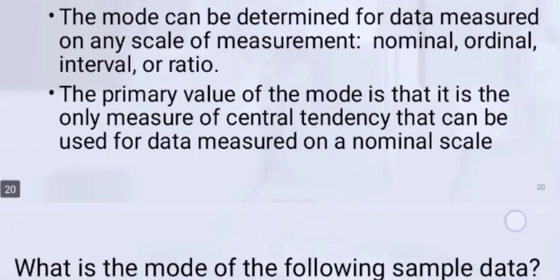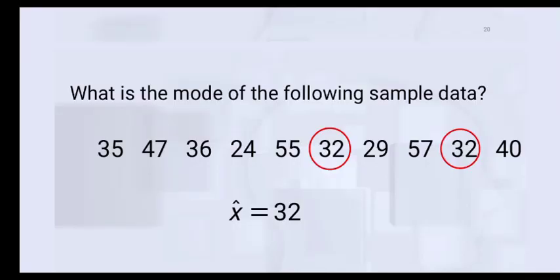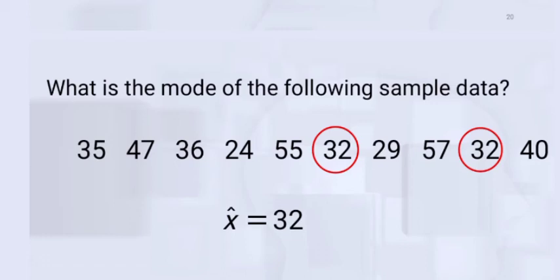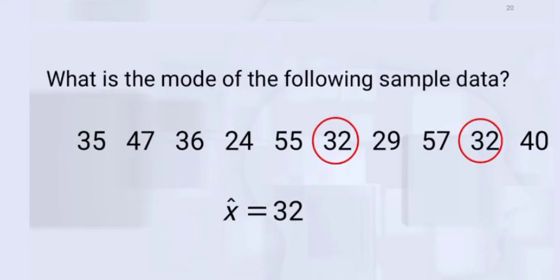Let us have an example. What is the mode of the following sample data? So we have observations of 35, 47, 36, 24, 55, 32, 29, 57, 32, and 40. So in finding the mode for ungrouped data, it is not necessary to arrange the data in ascending or descending order. Because based on the definition, we are just going to spot the most frequently occurring observation in our dataset. So in this sample data, the most occurring number is 32. So our mode is equal to 32.